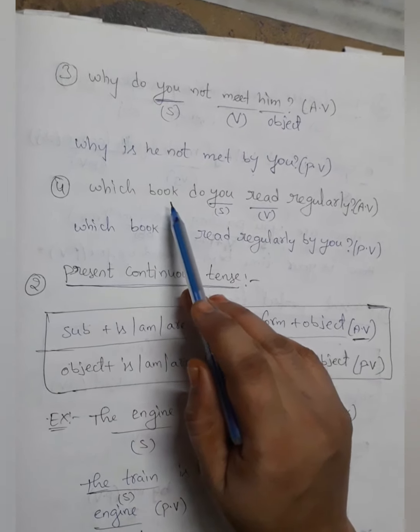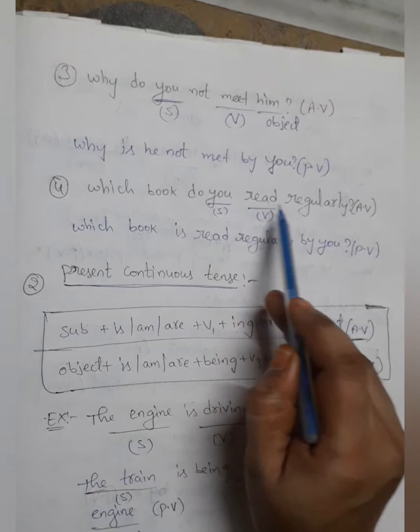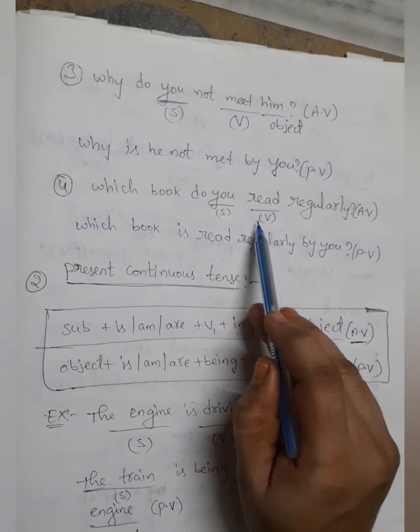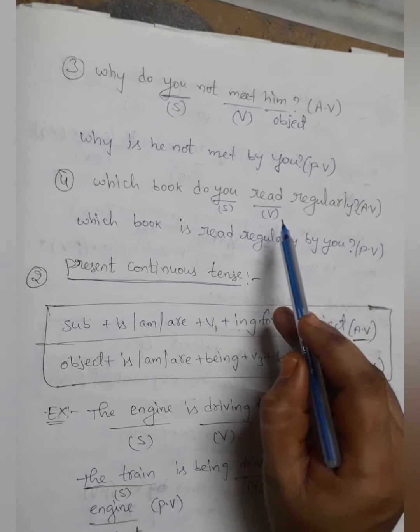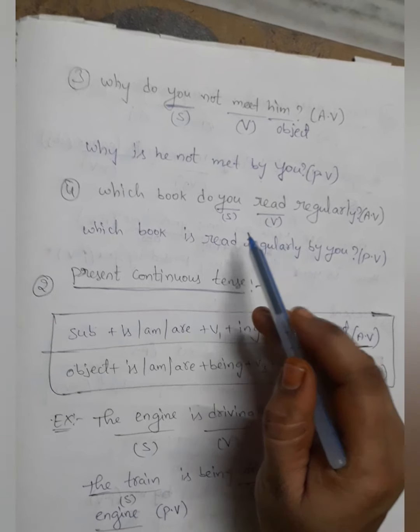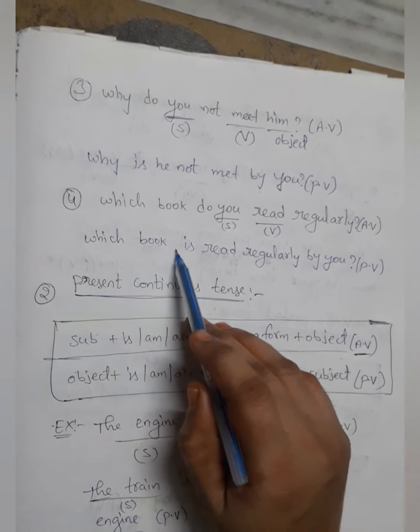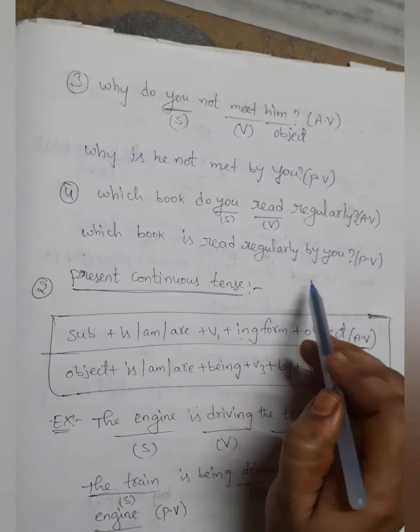The next example, which book do you read regularly? It's an active voice. Here you is the subject, read is the verb form, and the book is the object. Which book is read regularly by you? It's a passive voice.